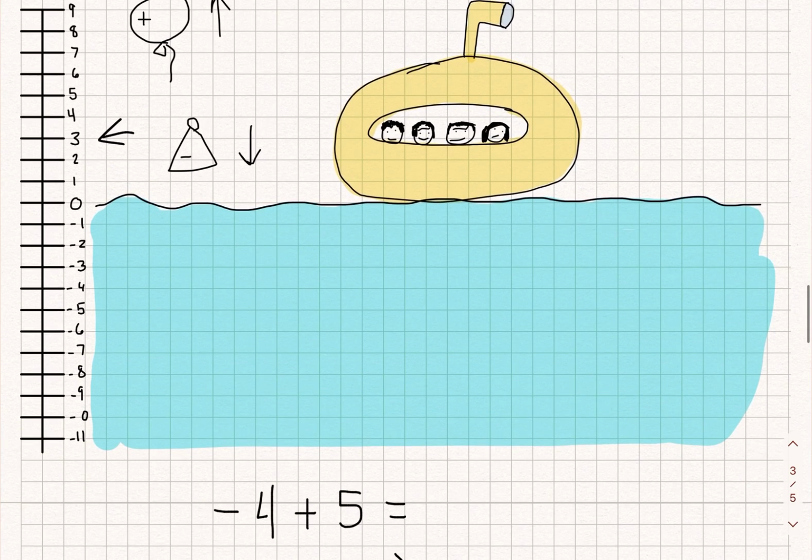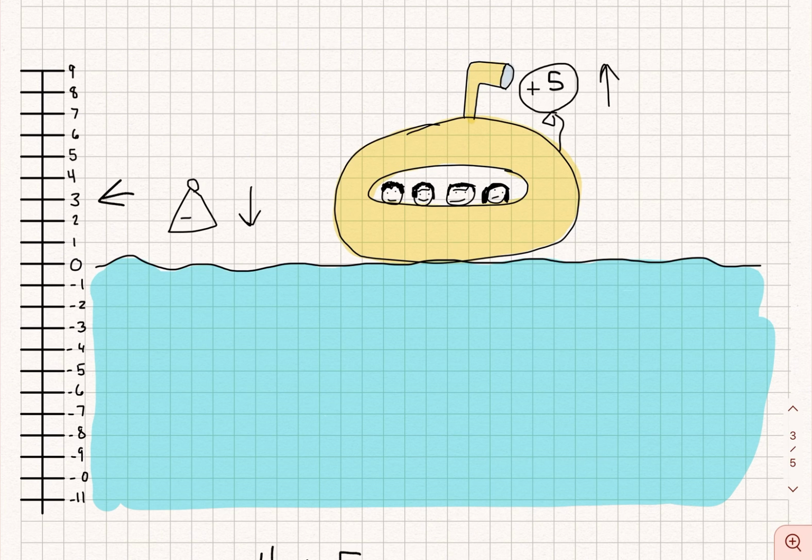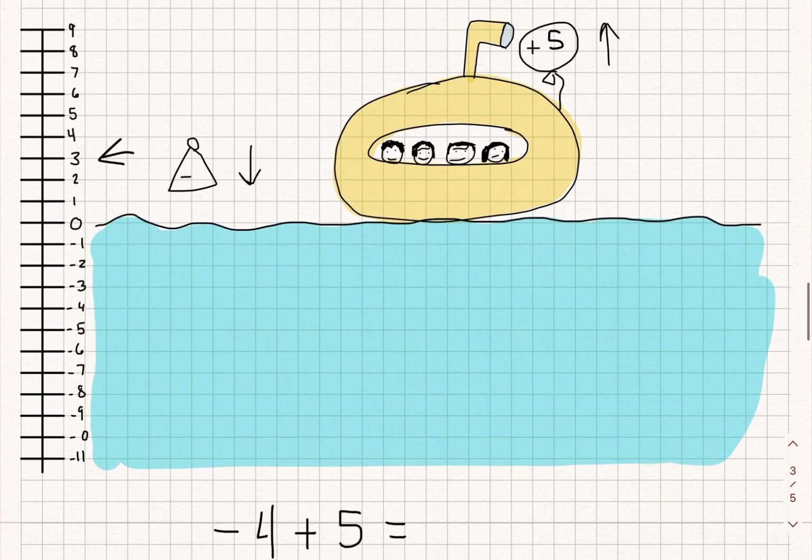So to start with, I have an example here of -4 plus 5. The first number is always going to be where we start on the number line. So here we're starting at -4, and we're adding 5. So we're going to add 5 balloons to our submarine. All right, we're going to add 5 balloons, attach them. There we go. So we're going to start at -4, and then we're going to add 5. Let's give that a try.